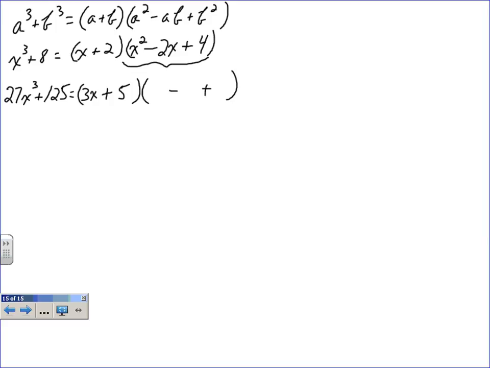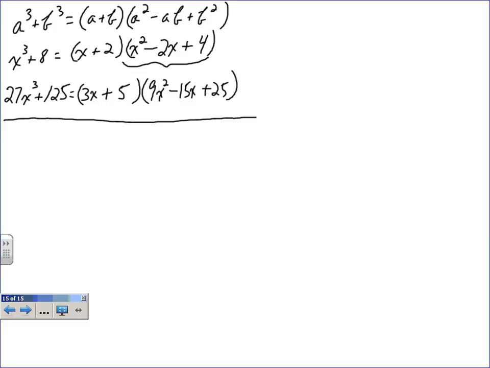Then we square the first term, according to my formula up there. I'll get 9x squared. Multiply the 2 together. 5 times 3x is 15x. And then we square the 5. Okay. Once you know that formula, memorize the formula. Students have trouble memorizing. Okay, but once you do, it becomes easy. Okay.